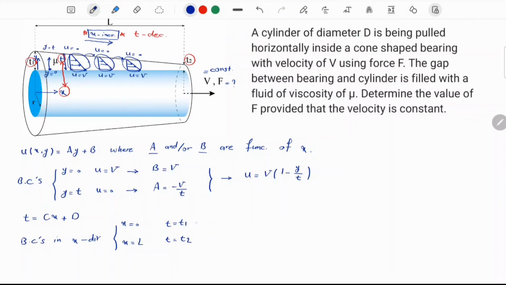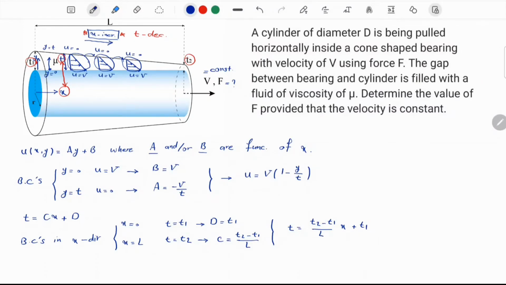Okay, from the first one, we obtain that capital D equals t sub 1. And from the second one, we obtain that capital C equals t sub 2 minus t sub 1 over L. Again, putting all together gives us t as a function of x equals t2 minus t1 over L multiplied by x, plus t1.